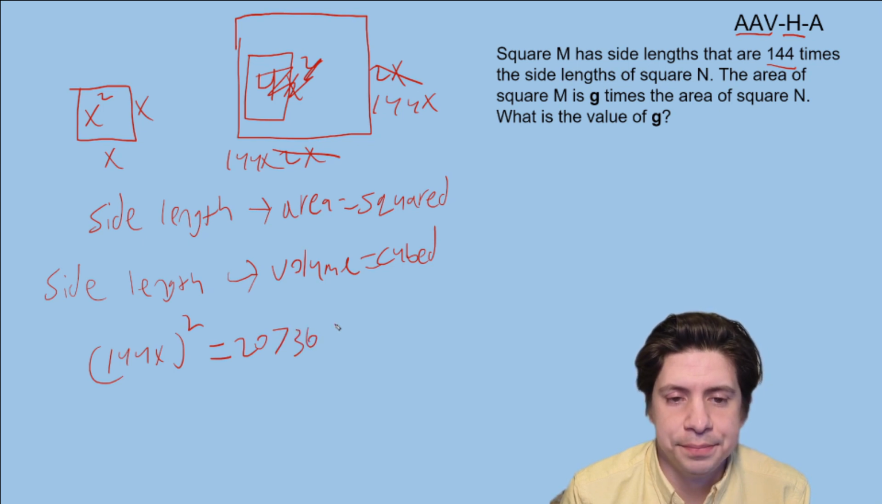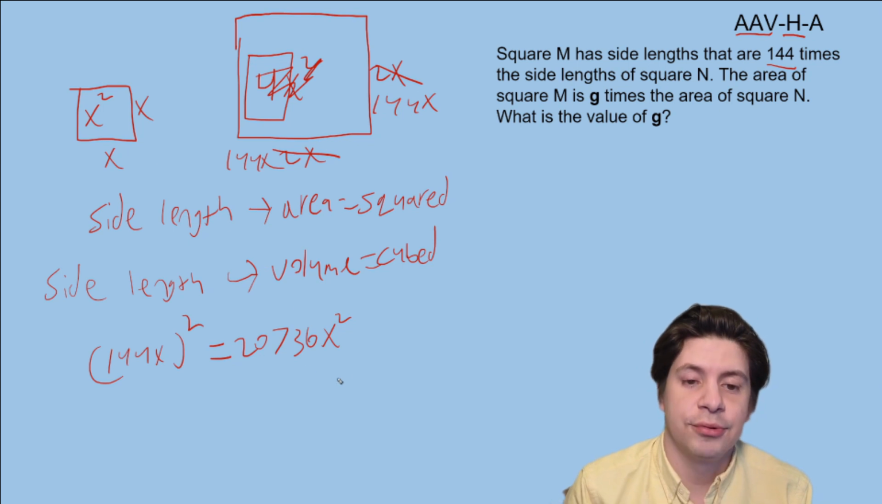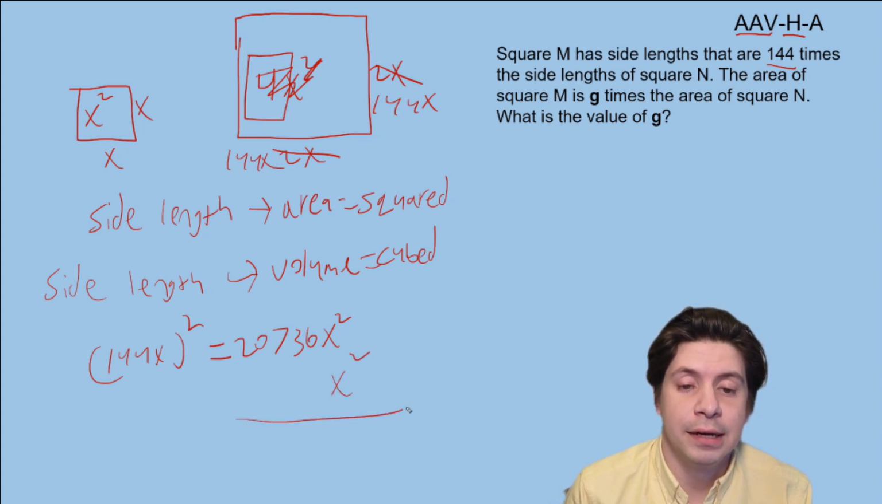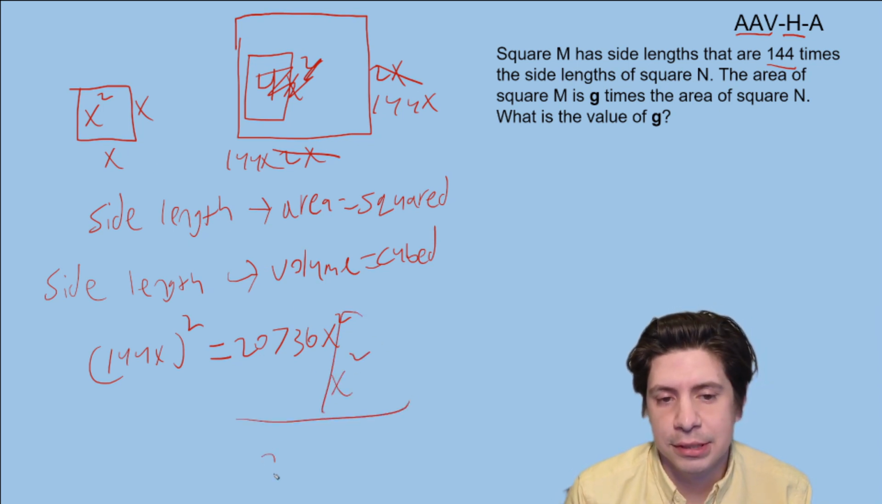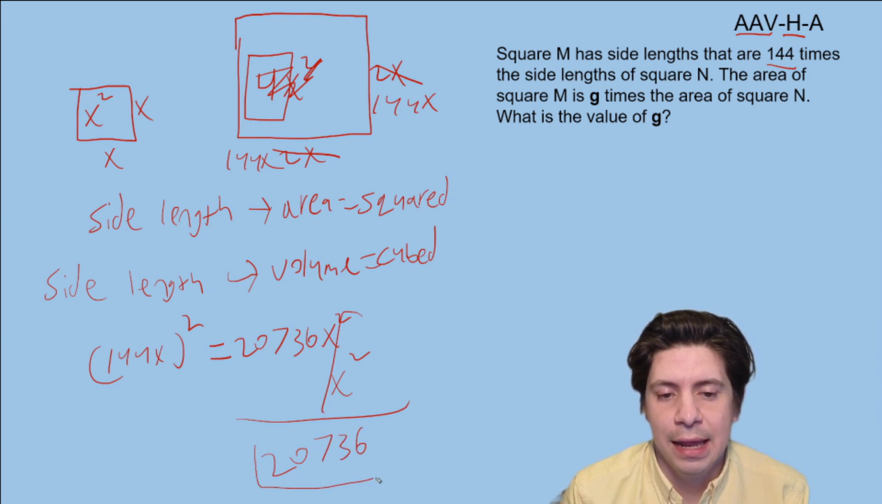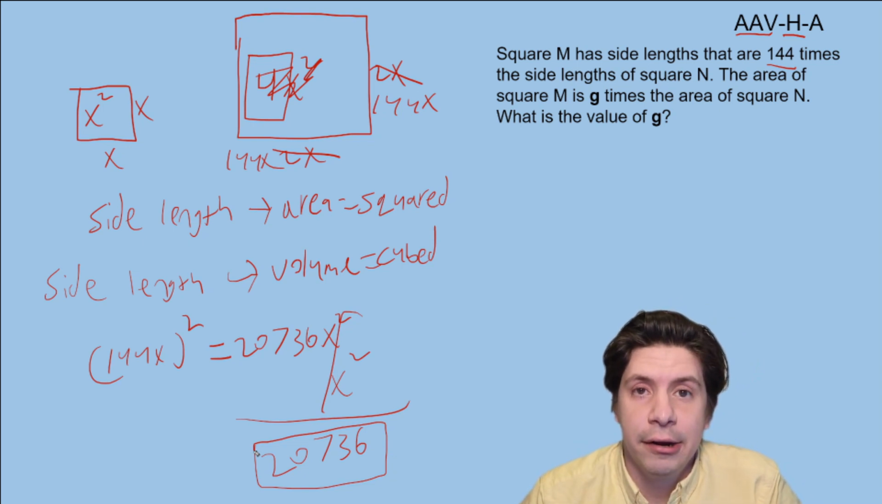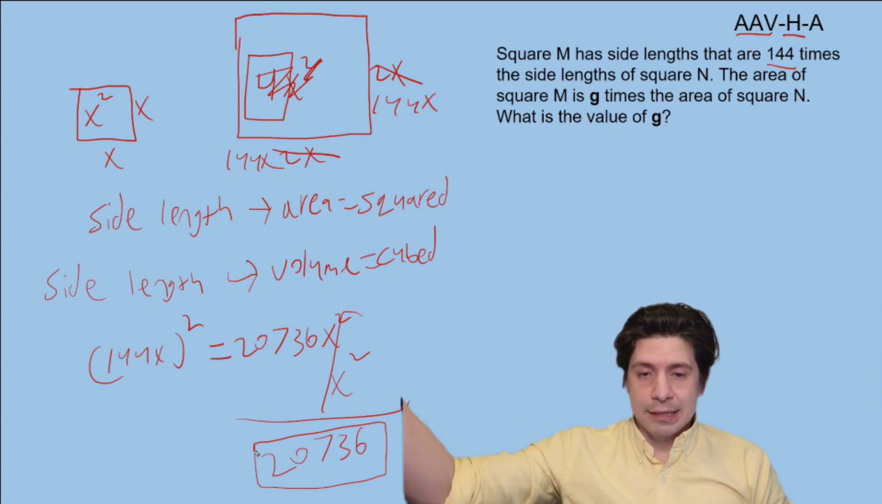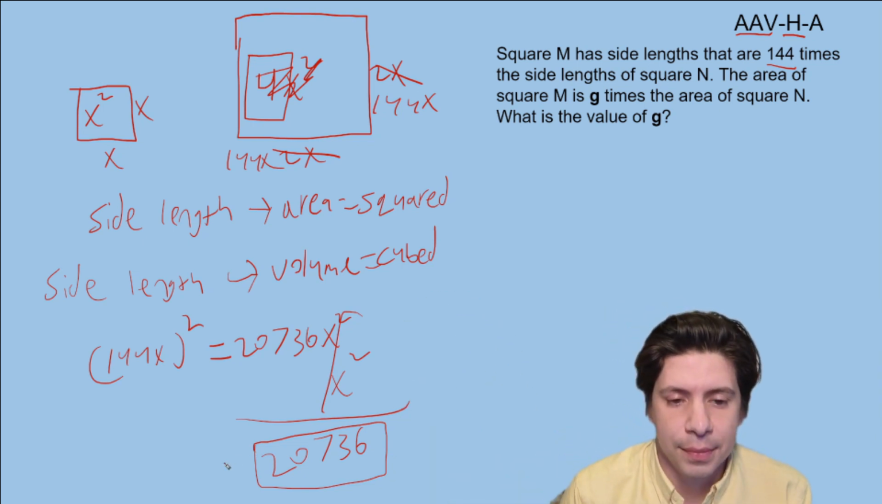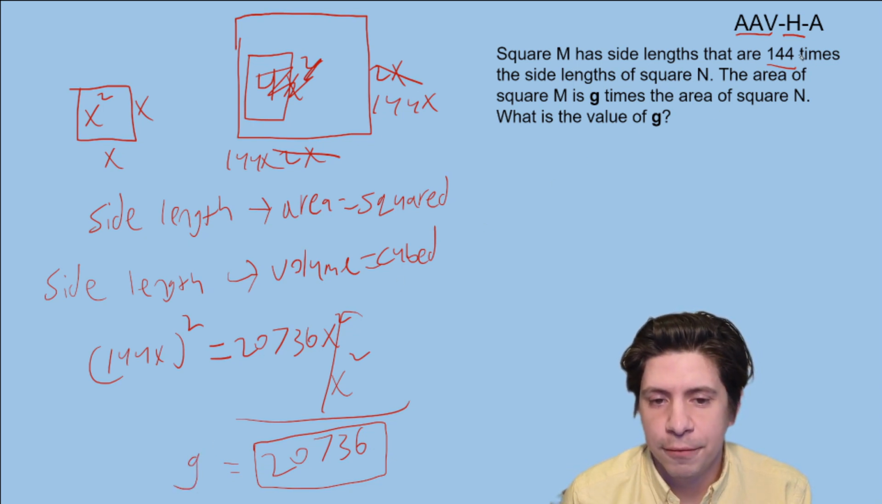and that will give us 20,736 X squared, compared to just X squared. If we divided it outright, the X's would cancel, so we're just left with 20,736. And that, my friends, is the change in area, right? So that's the value of G here. And that's all we have to do, right? We take the 144 and we square it.